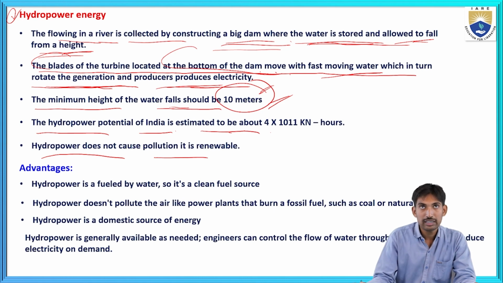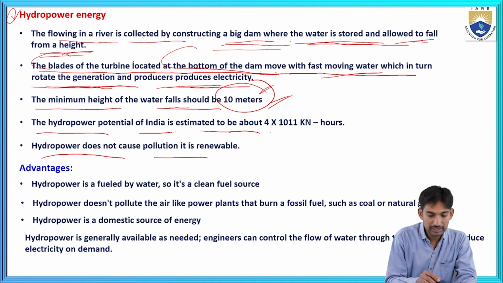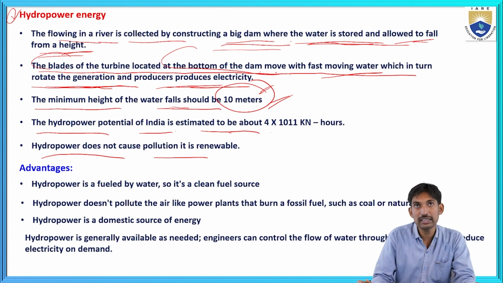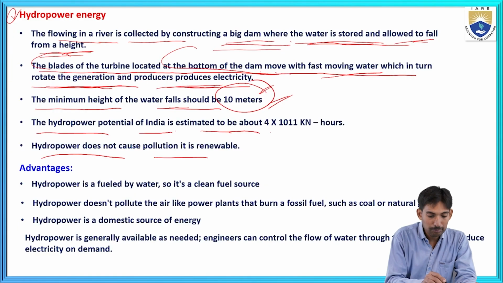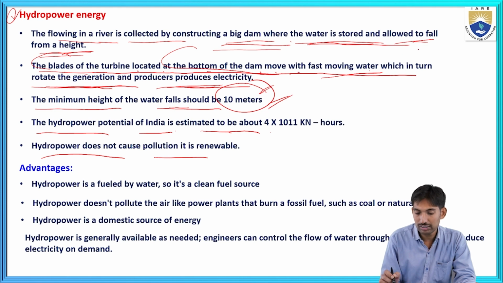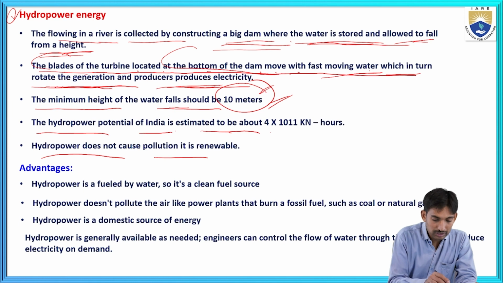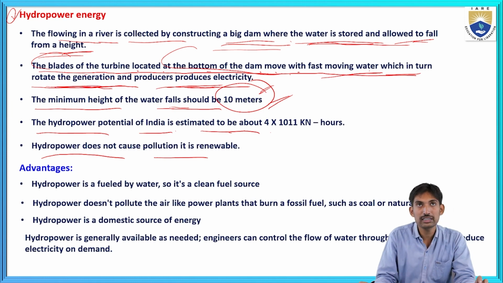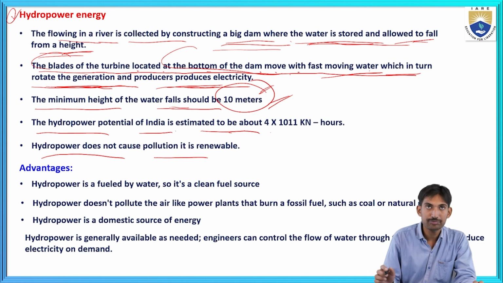This kinetic energy is converted into mechanical or rotational energy. That will rotate the blades, and the blades are connected to the generator. That generator produces the electricity. The blades of the turbine located at the bottom of the dam move with fast moving water that comes from the highest position, which in turn rotates the generator and produces electricity.